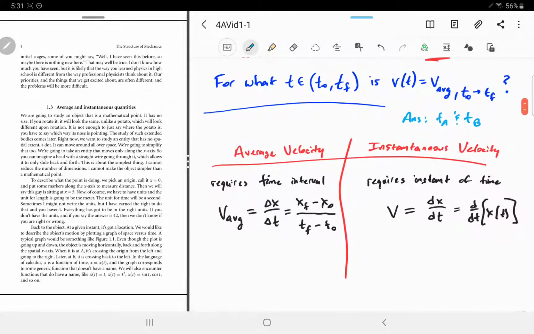One other thing about this is that the average velocity is the slope of the secant line. You might be having nightmare flashbacks from calculus about this. And the instantaneous velocity is the slope of the tangent line. All right. So these are related but different quantities: average velocity and instantaneous velocity.